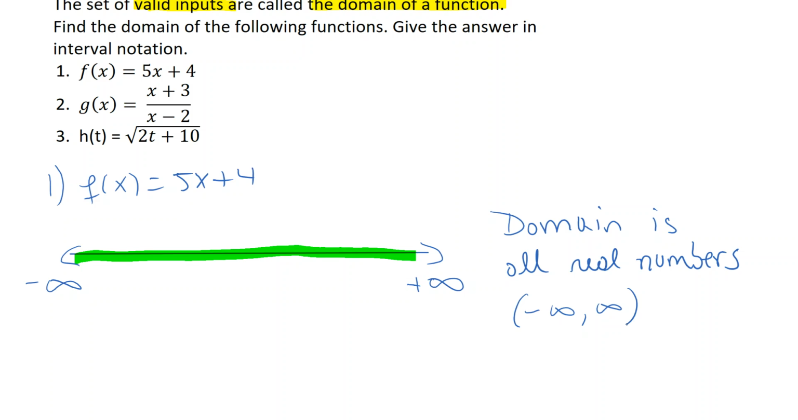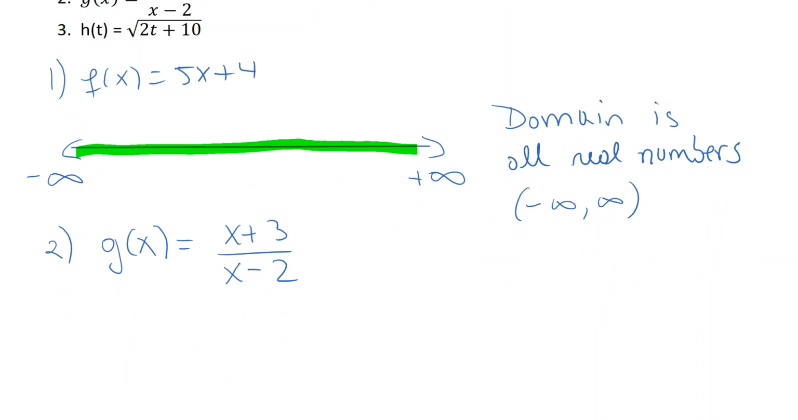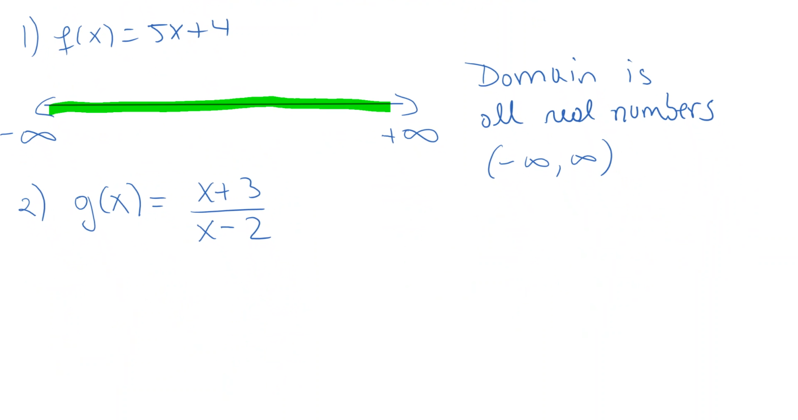All right, for our second function, the function this time is called g of x, and the input is still x, and it's a rational expression. So it's g of x equals x plus 3 divided by x minus 2. So let's find the domain of g. Like I said before, we start with all real numbers, and then we're going to look at any x's that would cause the result to be invalid.